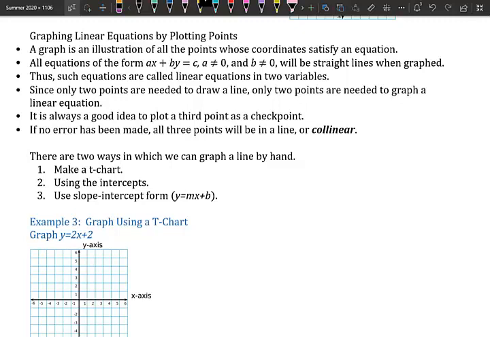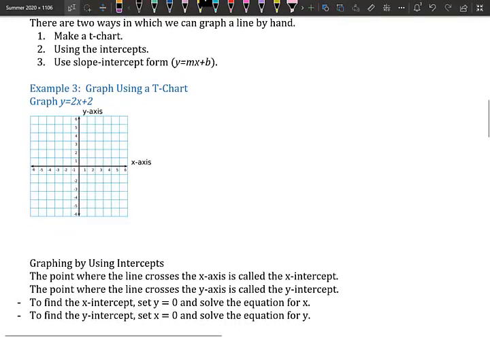There are 3 ways in which we can graph a line by hand. Make a t-chart, use intercepts, and use slope-intercept form, which is y equals mx plus b. We're going to practice with all of them. For the test, it's up to you and how you want to graph it.